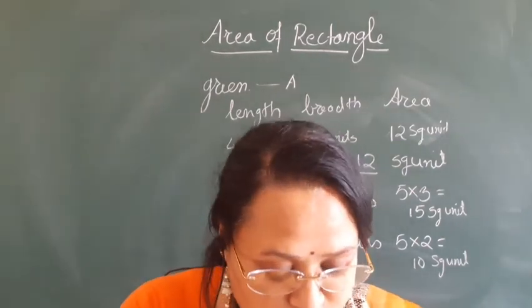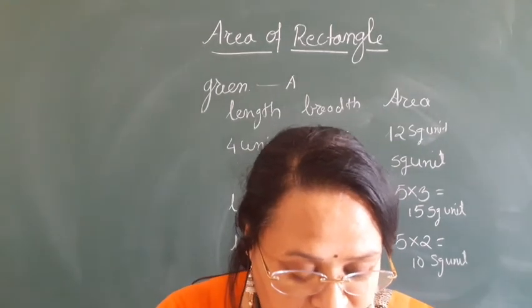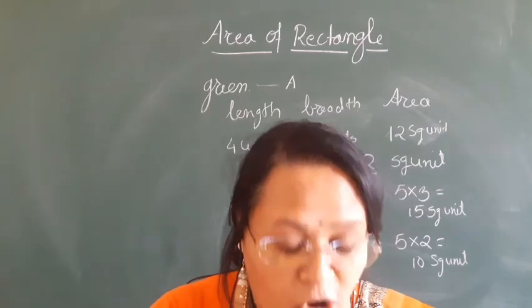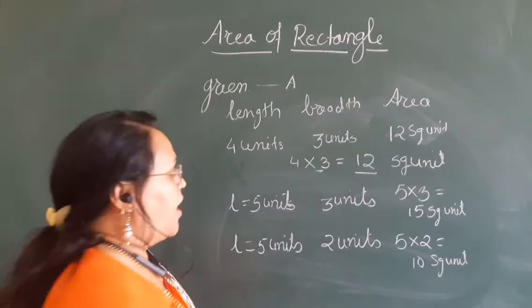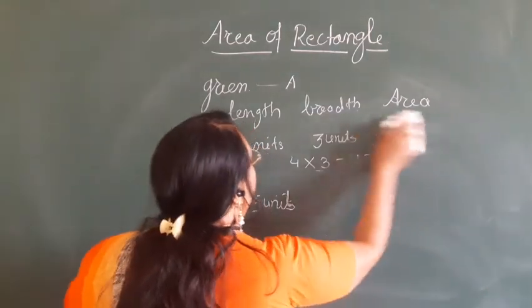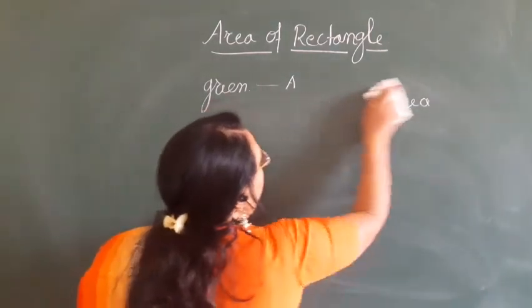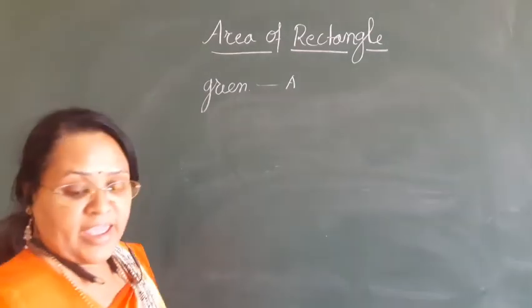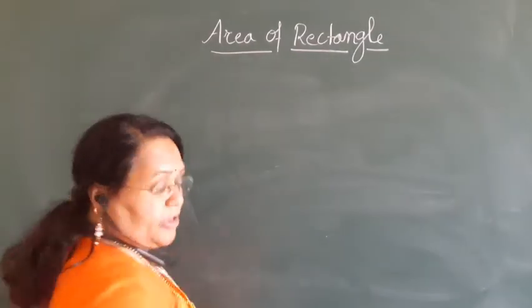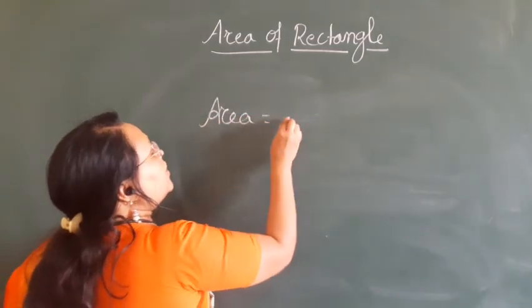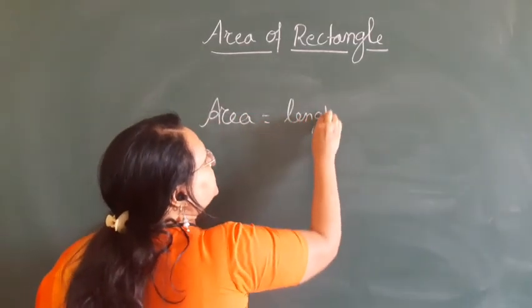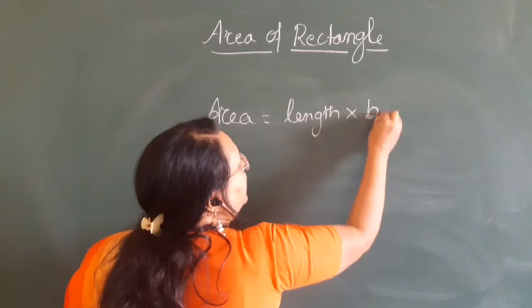Do you see the relationship between length, breadth and area of a rectangle? What is the relation between area and length and breadth? This says that when we find the area, the relation between length and breadth is length multiplied by breadth.